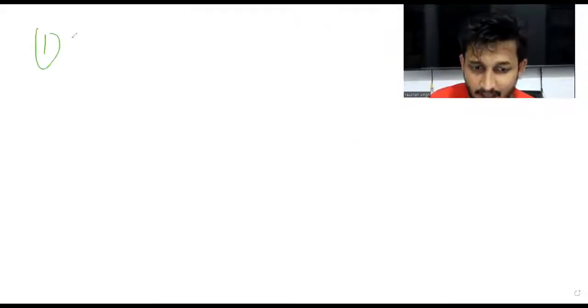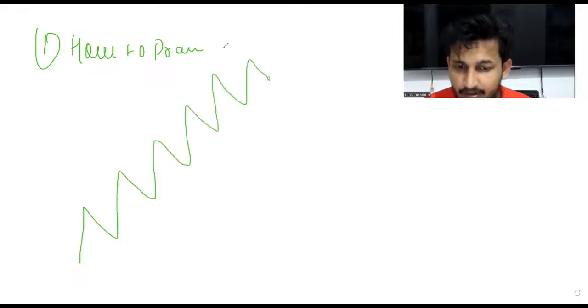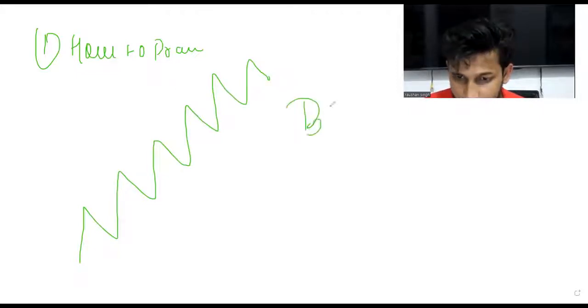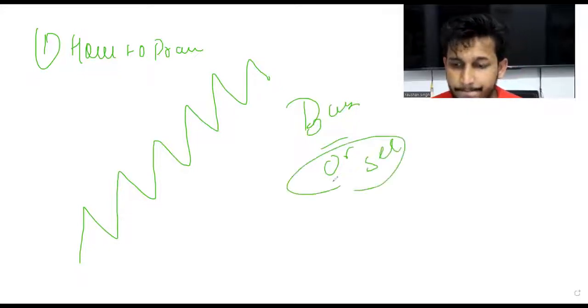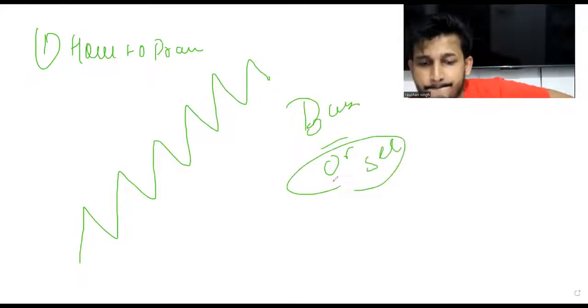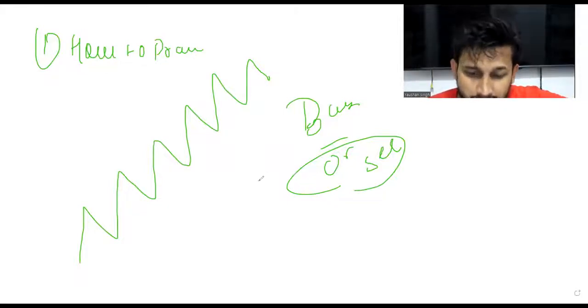So the whole motive of this class is to make you understand, first, how to draw trend lines. Second, to identify if the market is in an uptrend, we should look for the buying side, not for the selling side. If the market is in an uptrend, we should look for the buying side.